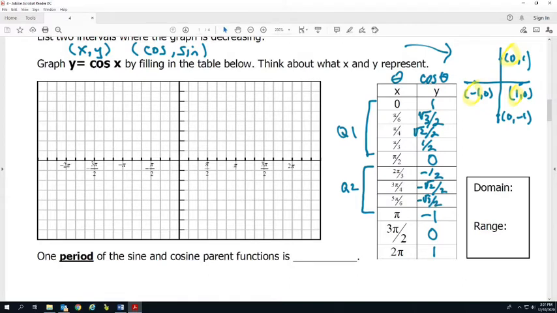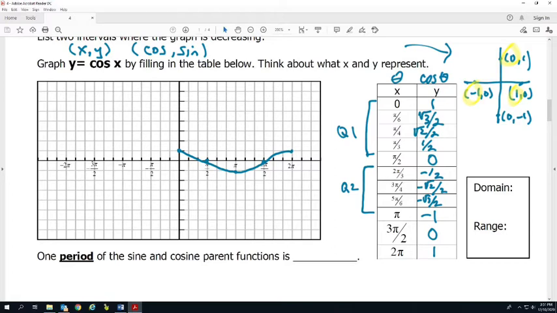Okay, I'm going to plot the main one. So at 0, it should be right here at 0, 1. I accidentally made that mark right there, sorry. So at 0, 1, we have a point. At pi over 2, we're at 0. At pi, we're at negative 1. At 3 pi over 2, we're at 0. And at 2 pi, we're back to 1 again. So this represents a full period. It's one loop around the unit circle.